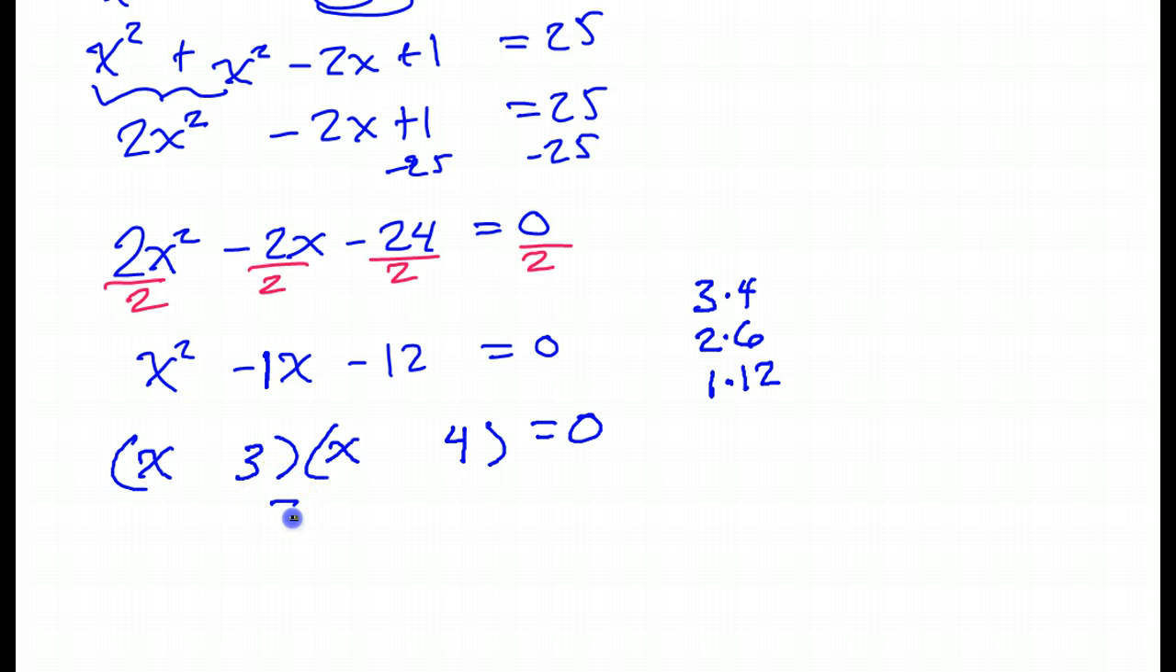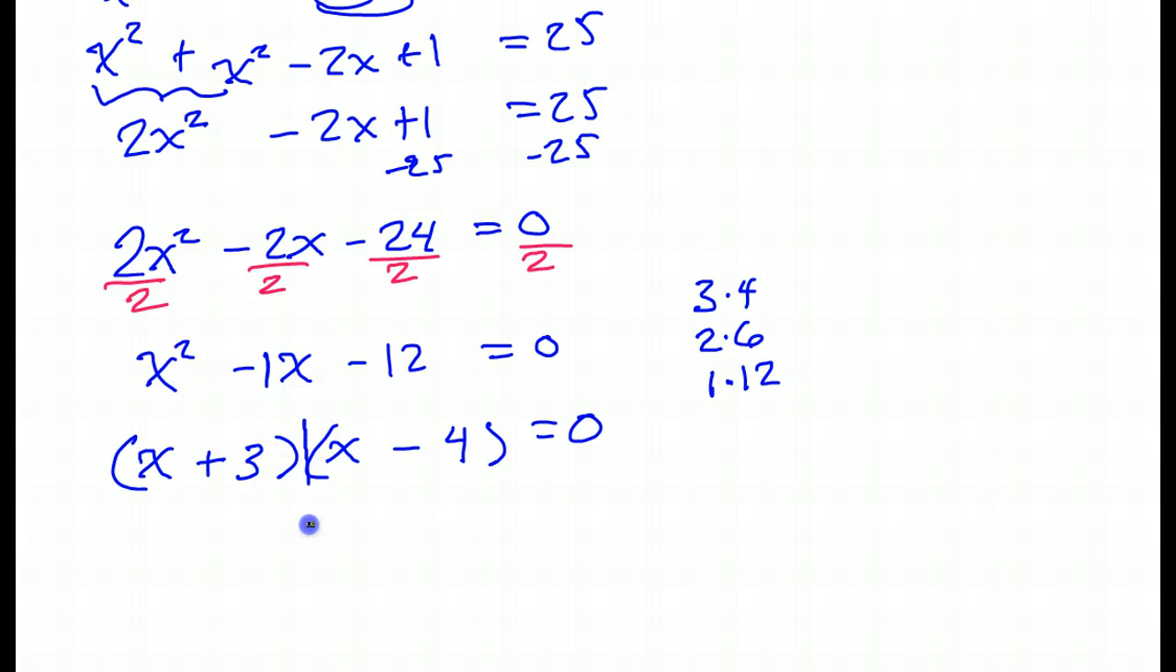Now, inner, I have 3x. Outer, I have 4x. What would the signs need to be to make negative 1? I would need a positive 3 and a negative 4 to make negative 1. So there's my positive 3 and there's my negative 4. Also, a positive times a negative is a negative 12, so that's good.